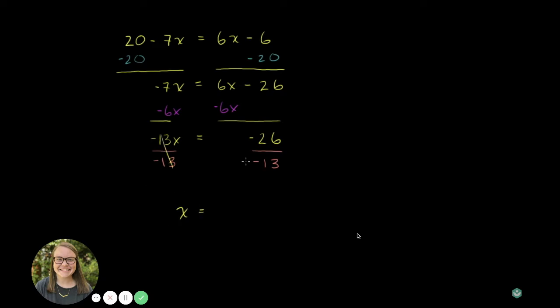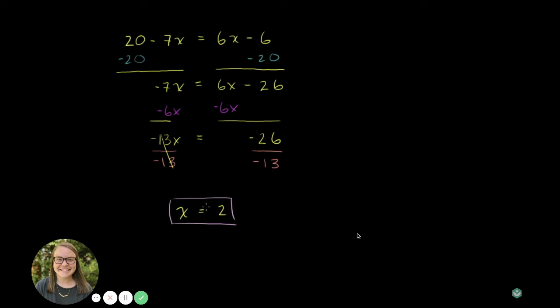X is equal to negative 26 divided by negative 13. Well, that's just positive 2, right? A negative divided by a negative is a positive. 26 divided by 13 is 2. And that is our answer. Now let's verify that it really works.